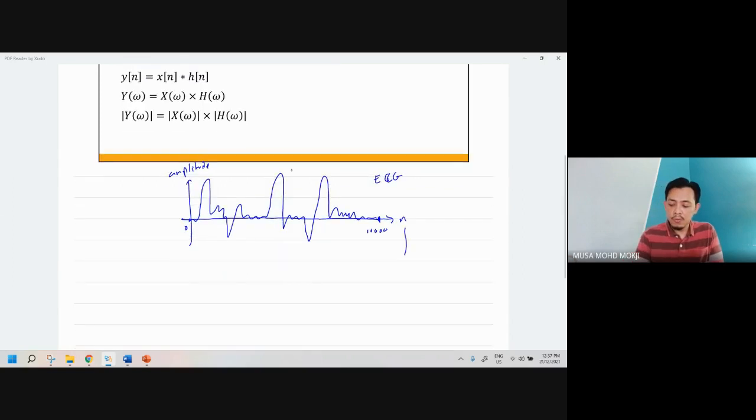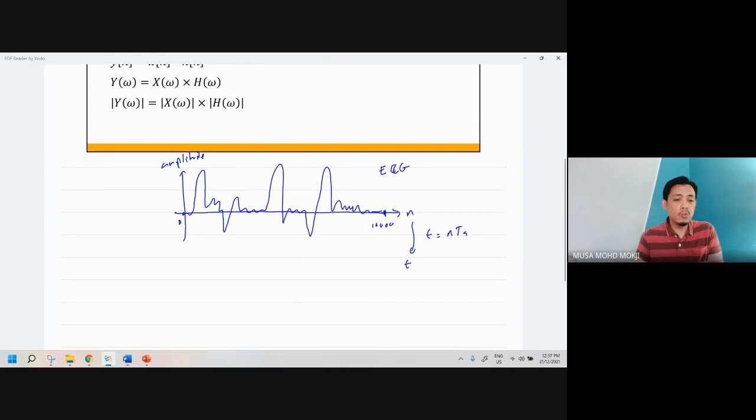If you want to convert it into T, you need to use this relationship: T is actually equal to N Ts. You need to know what Ts is. Normally, for any signal, you should be given the sampling frequency. So let's assume Fs equals 100 Hertz. Then Ts will be 1/100.